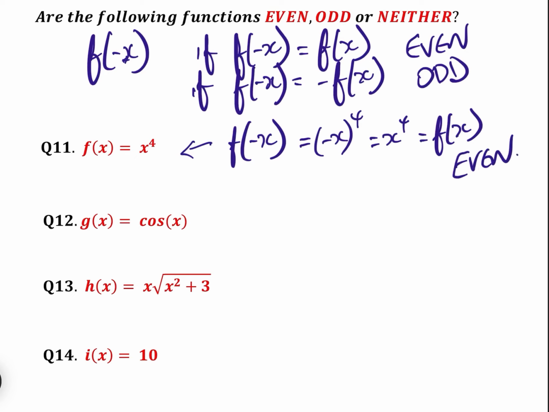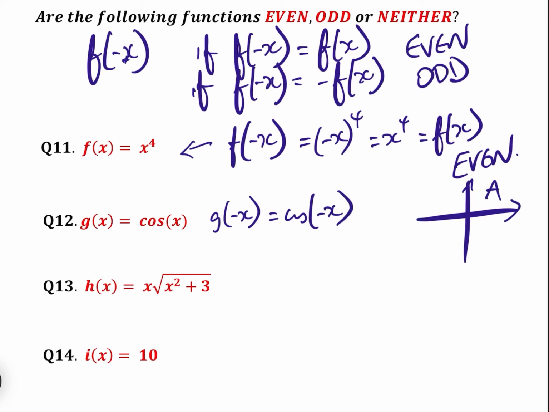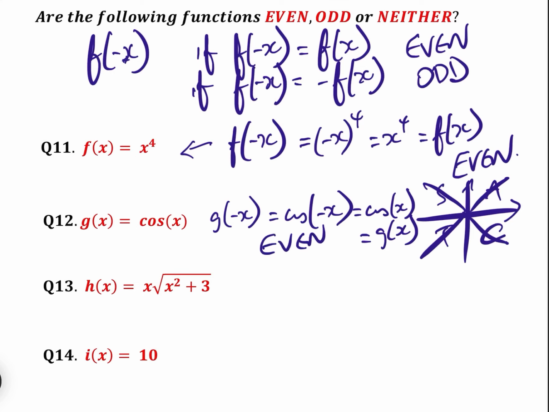Question 12, g of x equals cos x. Again, we have to look at just what is g of minus x. Well, g of minus x is cos of minus x. Now, if we know our trigonometry, we know that cos of positive is the same as cos of negative. So we know that cos of minus x equals cos of x for all x, which equals g of x. And so therefore we know that g of x equals cos of x is also an even function.